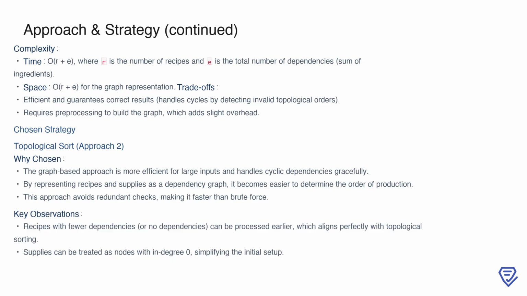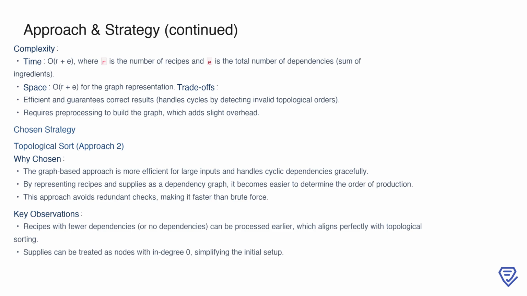Its time complexity is proportional to the sum of the nodes and edges in the graph, which corresponds to the number of recipes and the total number of dependencies. The space complexity is also manageable, requiring storage for the graph and in-degree data. Importantly, this method guarantees correctness. It can detect cycles in the graph, which indicate invalid dependencies, something the brute force approach struggles with. These advantages make it a clear choice for large datasets.